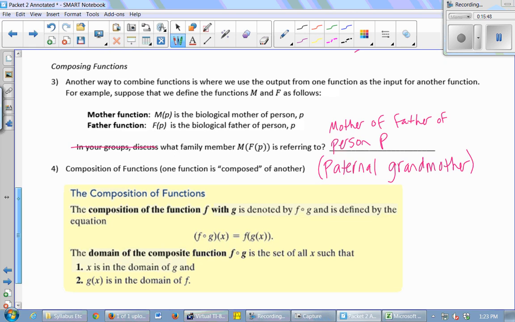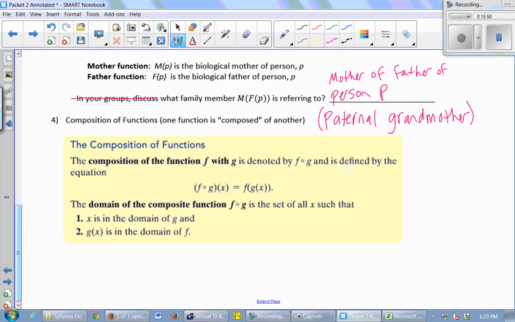So here's how we combine two functions. The composition of function f with g is denoted f, little circle, not a dot but an open little circle, g. It means f little circle g of x means f of g of x, right? It means g of x is going to be the new input into the function f. You would read this as f composed with g.